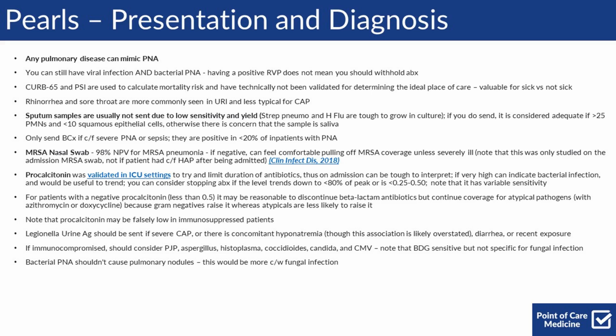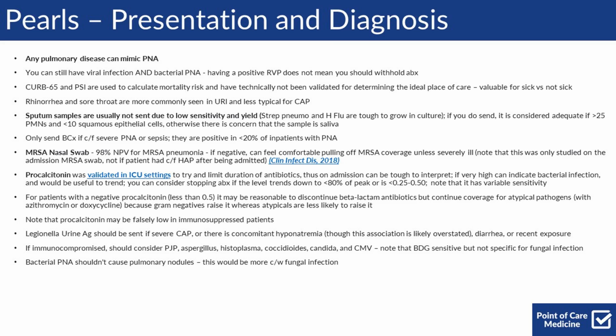You should only send blood cultures if there's concern for severe pneumonia or sepsis, because they're positive in less than 20% of inpatients with pneumonia. The MRSA nasal swab has a 98% negative predictive value for MRSA pneumonia. If it's negative, you can feel comfortable pulling off MRSA coverage unless the patient is severely ill. Note that this was only studied on admission MRSA swabs, not if the patient had concern for a hospital-acquired pneumonia after they've been admitted.